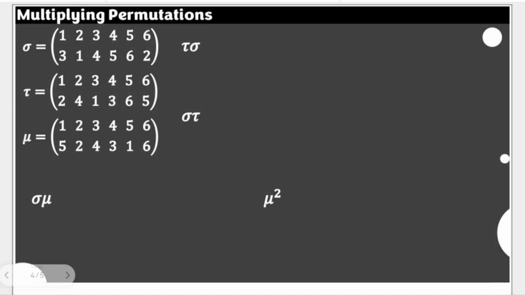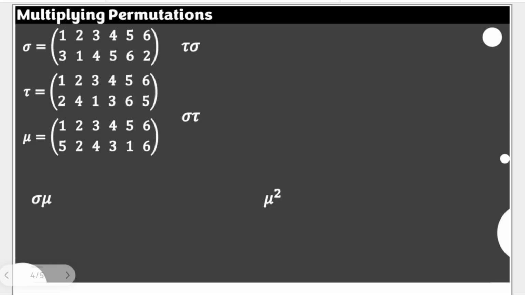This time, we are going to show how we multiply permutations. We have 3 permutations here on S6, or a set containing 6 elements. We have here sigma, tau, and mu. And of course, we can only multiply permutations if they have the same number of elements. In this case, we have 6 elements for each permutation. So how do we multiply permutations?